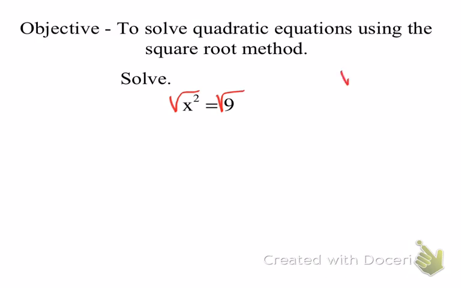When I take the square root of x squared, we get what? No, we don't get x. We get the absolute value of x, which equals, and the square root of 9 is 3. To lose the absolute value, we write x equals plus or minus 3.